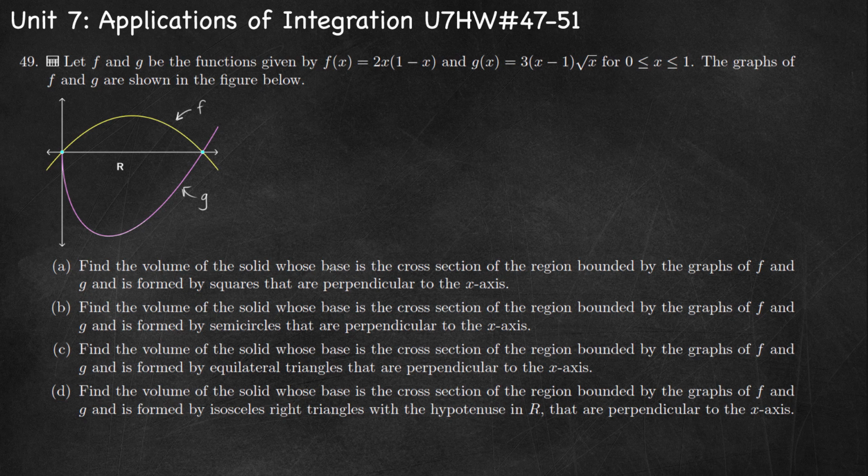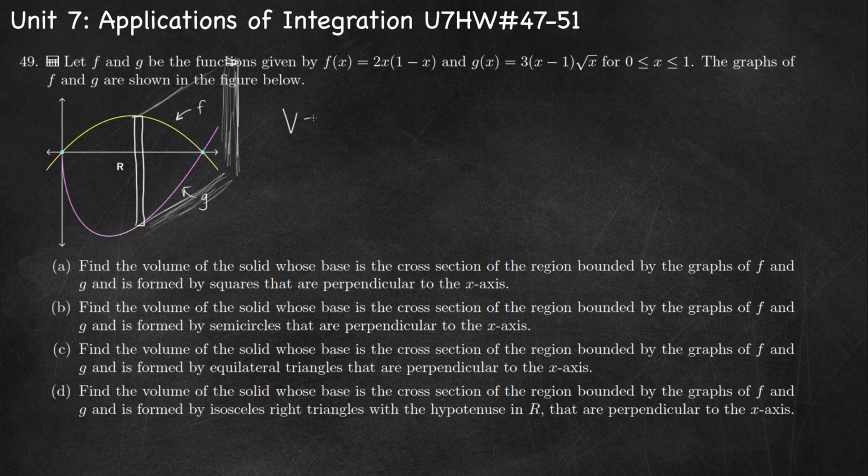Find the volume of the solid whose base is the cross-section of the region bounded by the graphs of f and g and is formed by squares that are perpendicular to the x-axis. So here's my reference rectangle. And I like doing the square first because the square just has a coefficient of 1, and we can take that answer and just multiply it by whatever coefficient we need to get other shapes. Okay, so here's my square popping out.